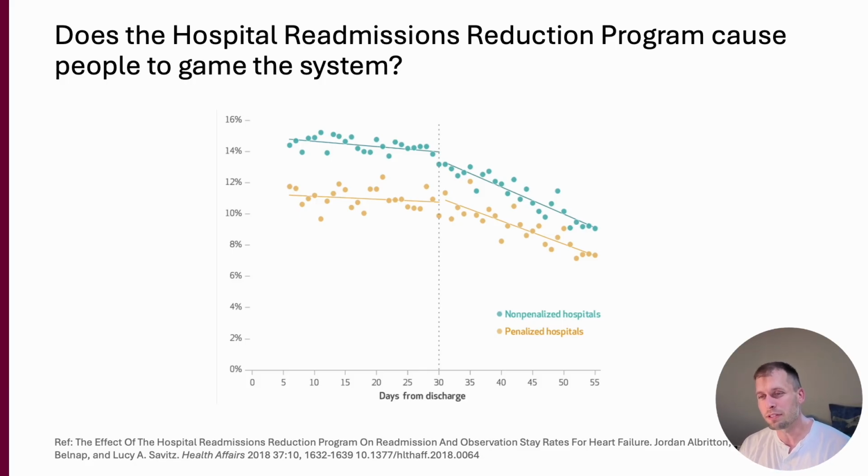So what they looked at was the number of patients admitted for observation versus those admitted as a readmission for their heart failure. Okay, and so we see these two lines here, or two sort of clusters. On the bottom one are the penalized hospitals. So these are hospitals that paid a penalty for too many readmissions, okay? And then up top in the teal are hospitals that didn't pay penalties.